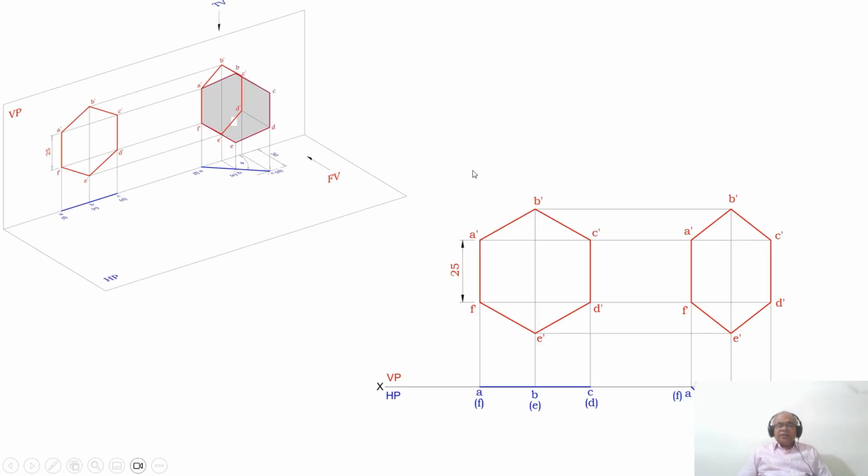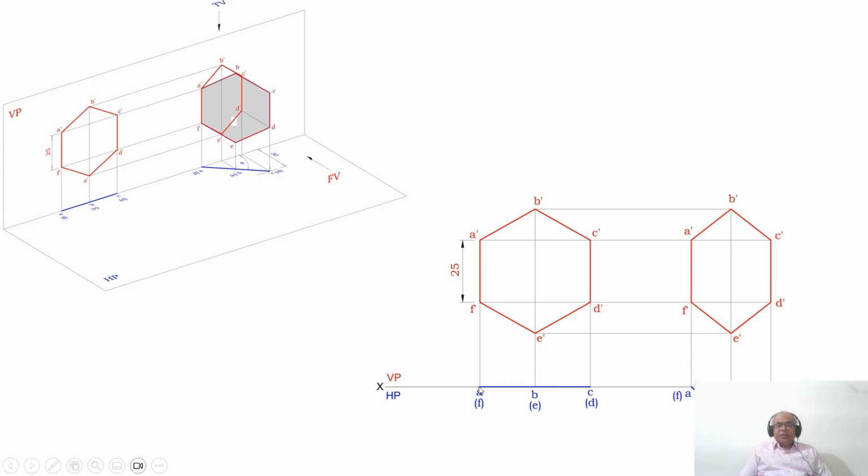How to draw that now? Take any convenient distance from the first position top view to the second position, and mark a point on the XY line. You mark that point as A and F in bracket. Then from the XY line, you measure 30 mm and draw a horizontal line.